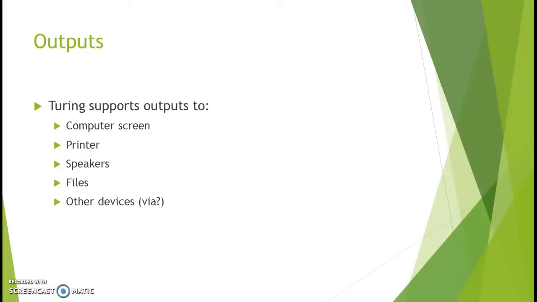Okay, in terms of outputs, of course the most common output is to a computer screen. But in some cases we'll print. In other cases we'll have audio output going to speakers. We will look at outputting to output files. And we'll look at other devices, and really that's the focus of TJ3M, the other devices aspect. And the interesting question there is other devices, how? And we'll get there.